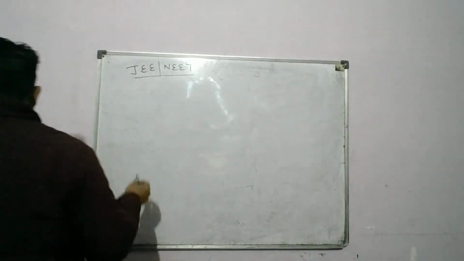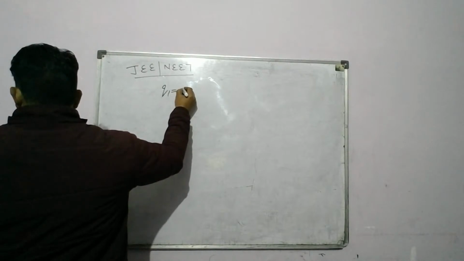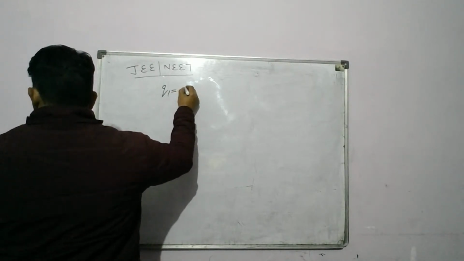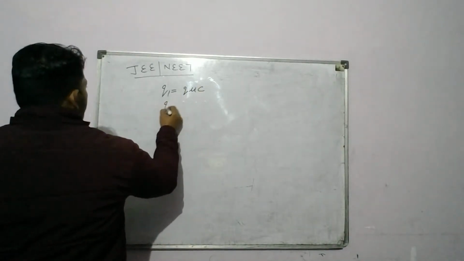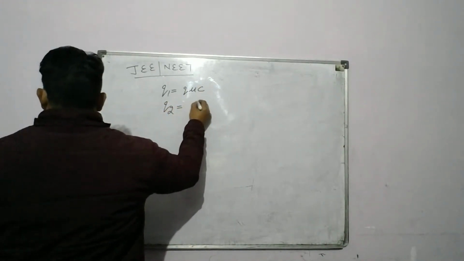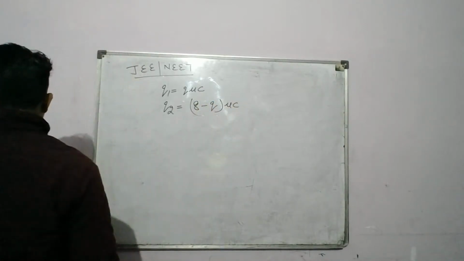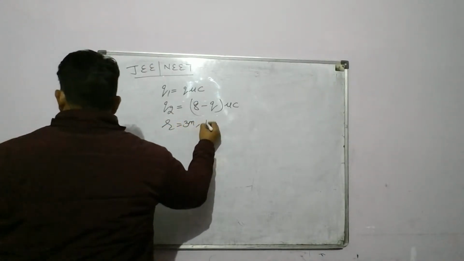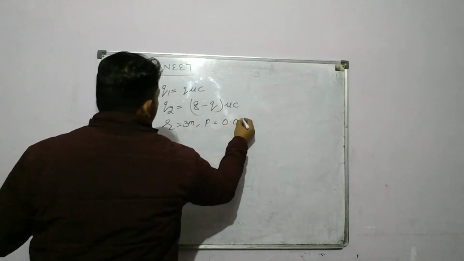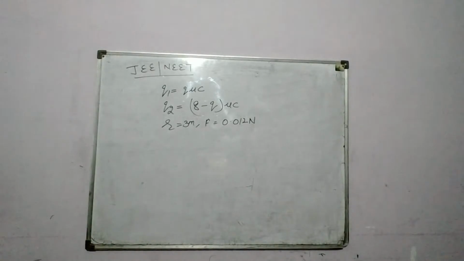First of all, you understand the question. First charge Q1 is equal to Q microcoulomb, and Q2 is equal to 8 minus Q microcoulomb, and r is given 3 meter. Force is given 0.012 Newton. These values are given. So you know Coulomb's law.